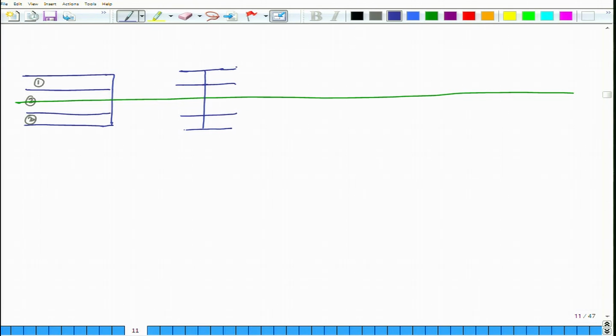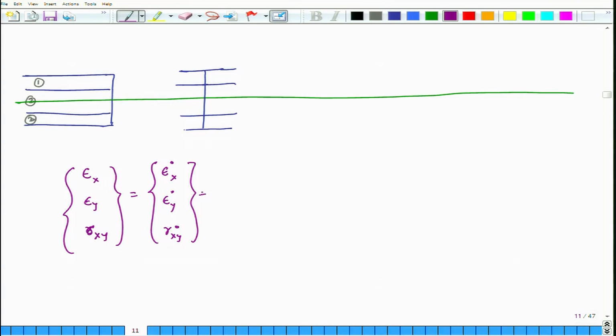I am going to draw this again, and one thing we have developed for strain is the relations, which are something like this: epsilon x, epsilon y, gamma x y equals epsilon x naught, epsilon y naught, gamma x y naught, plus z times the curvatures.